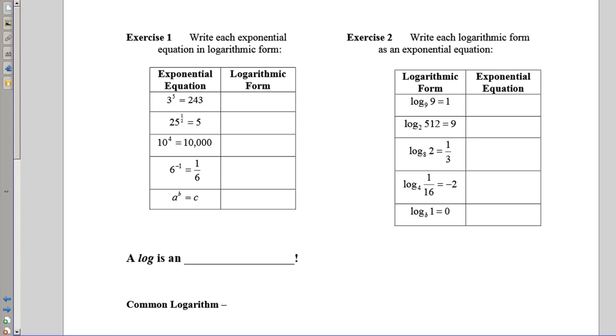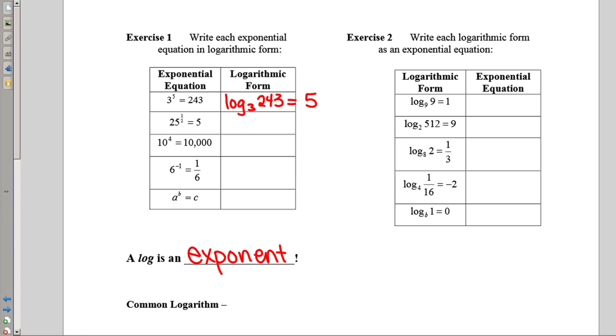Okay, so if I want to go from 3 to the 5th equals 243, that means the base of the exponent becomes the base of the log. Okay, the answer goes here, and the log is equal to the exponent. So if you want to fill in down below, a log is an exponent. So if that's helpful as you're remembering how to convert back and forth, then go ahead and use that.